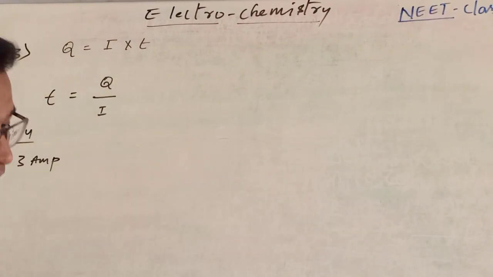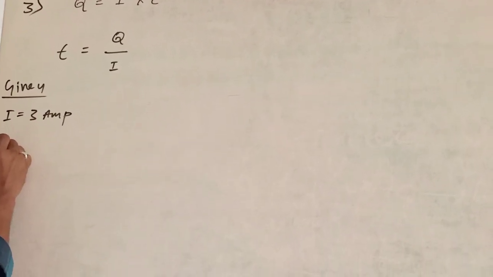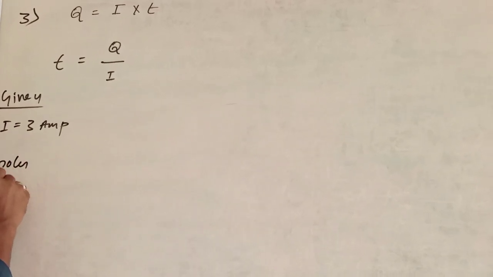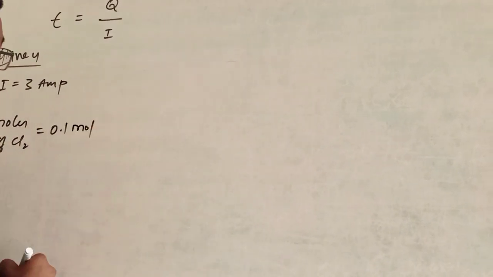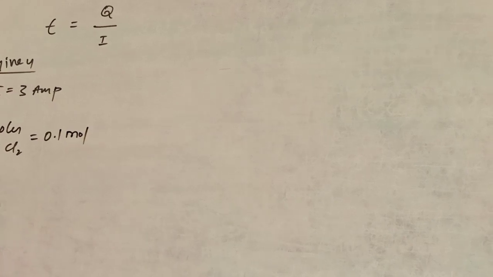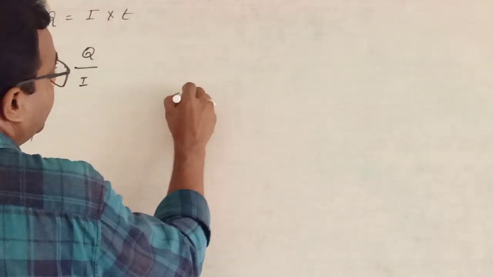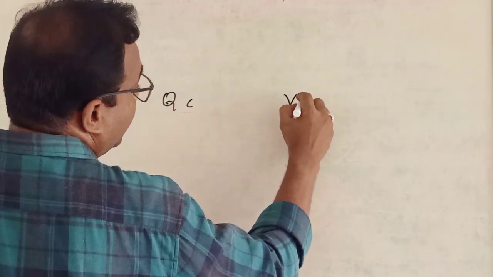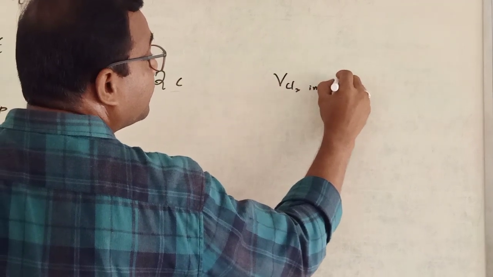And also the quantity is given, 3 amperes, and the moles of chlorine gas is given, 0.1 mole. Now what to find? We need to find the time, T. Then how to solve this? It's very simple. Once again, Q, quantity of current, and volume of Cl.